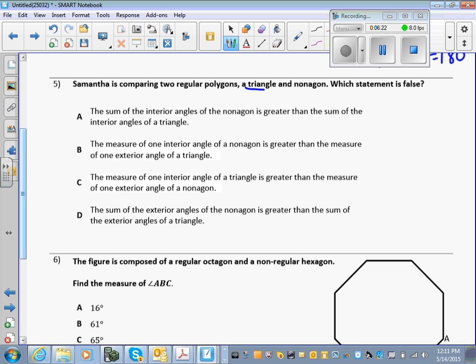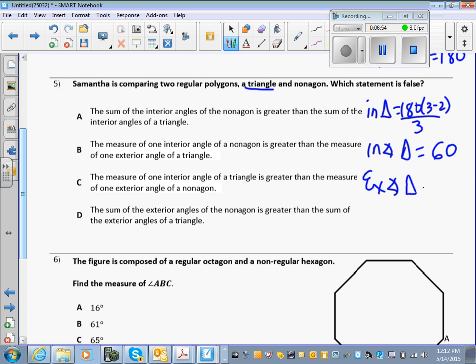So what I will do is find the triangle's interior angle. The interior angle of a triangle, I guess this is 3 minus 2. You probably know what it's going to be, but let me just do it. So I'll do 180 times 3 minus 2, divided by 3. So the interior angle of a triangle is going to be 60 degrees. And knowing that, I know the exterior angle of a triangle would be 120, because this always has to give you 180 degrees.